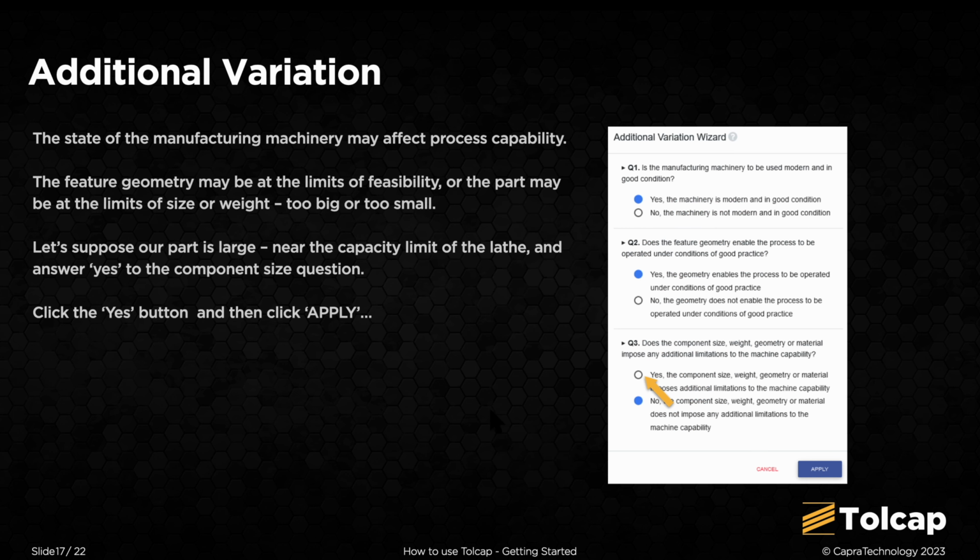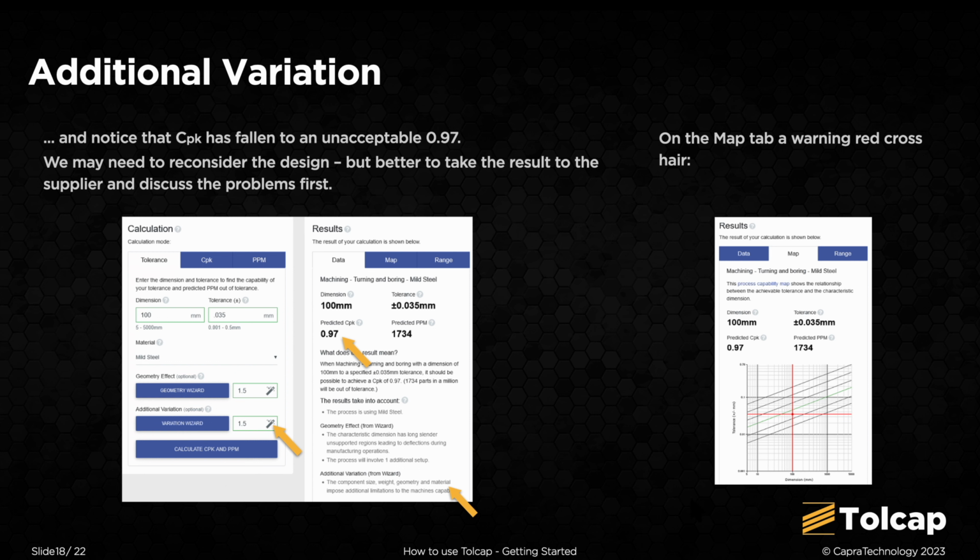Click the Variation wizard, and we're presented with yet more questions. Question 1, we would hope the manufacturing machinery is up to date and well maintained. The feature geometry may be at the limits of feasibility, or the part may be at the limits of size or weight, too big or too small. Let's suppose that our part is not only slender, it's long, so it's large, near the capacity limit of the lathe. So we answer yes to the component size question, and then we click Apply. And notice that CPK has fallen to 0.97 and the crosshairs on the map have turned red.